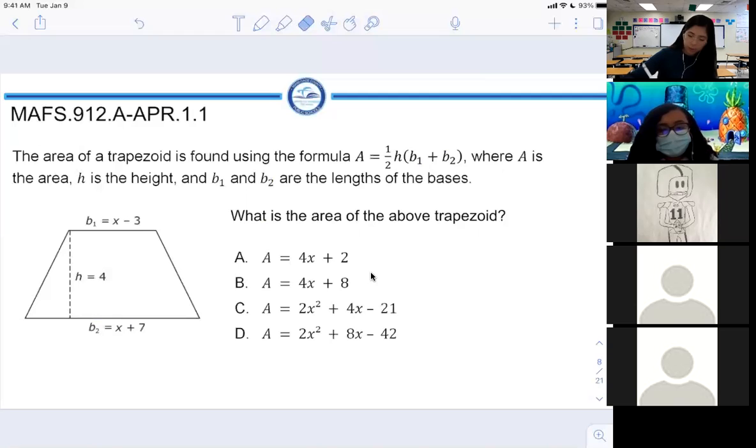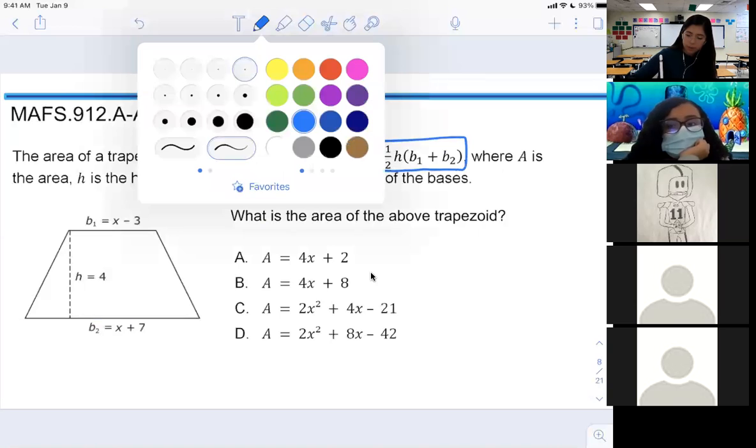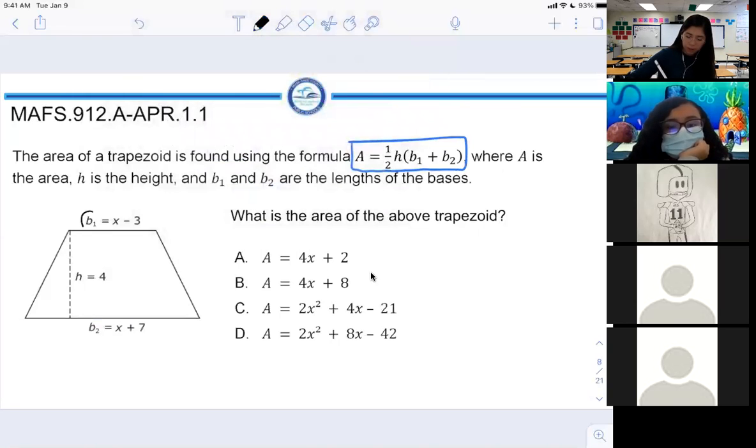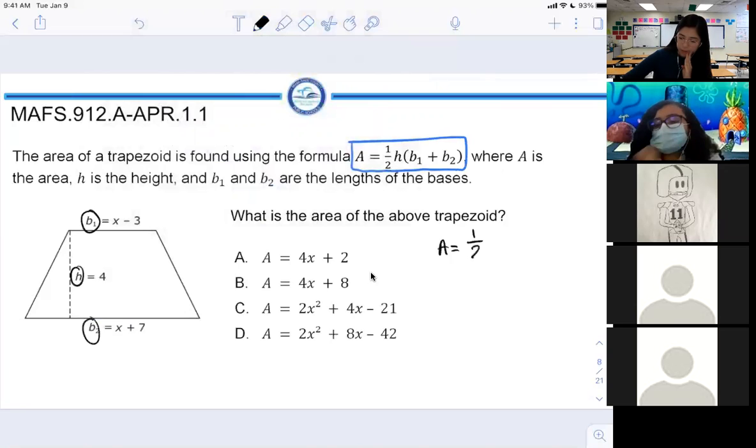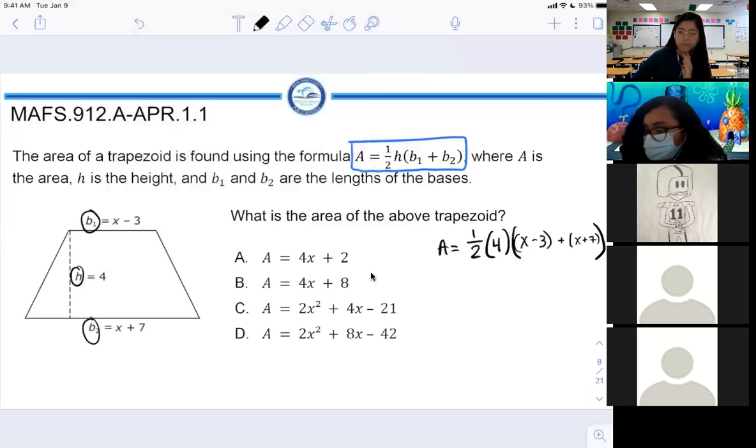Okay, so we have the area formula. They gave that to us. And we know a few things about this trapezoid. We know b1, we know h, and we know b2. So we're going to go ahead and use the formula and all of those values to figure it out. So I have A equals 1/2. H is 4. B1 is x minus 3. And B2 is x plus 7.